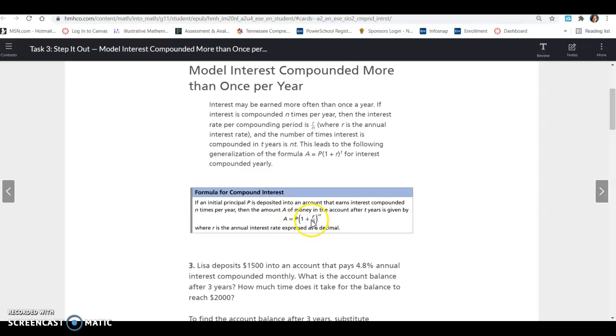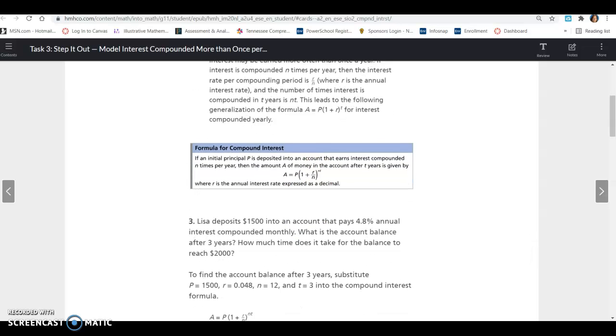So n is the number of compounds per year. So you have R over n, and then raised to the n times t power. So the only difference between this formula and this formula is we've added the n, the number of compounds per year. All right, so this says if the initial principal is deposited into an account that earns interest compounded n times per year, then the amount A of money in the account after t years is given by this, where R is the annual interest rate expressed as a decimal.